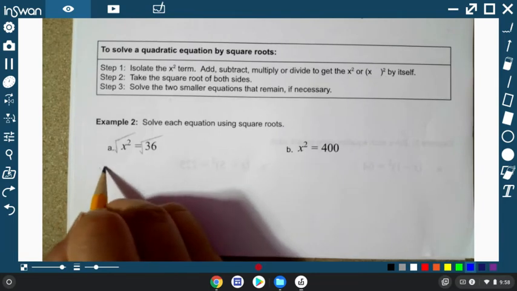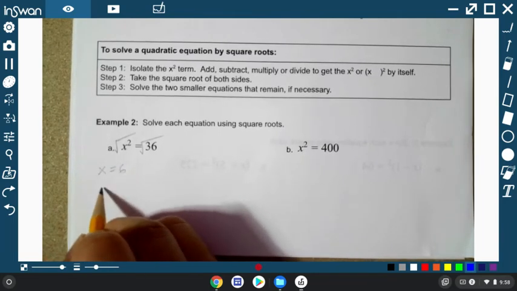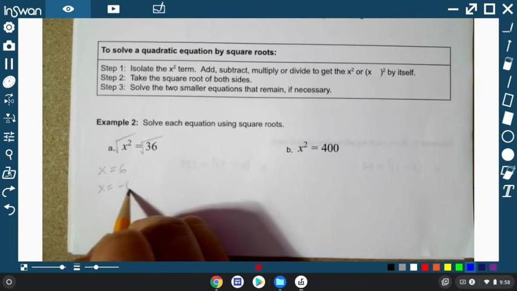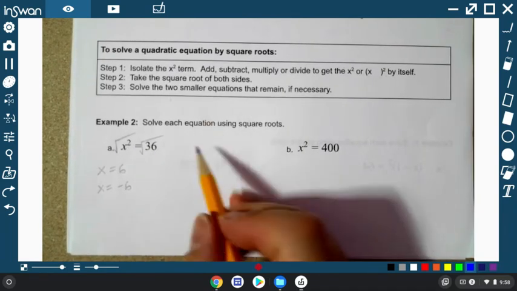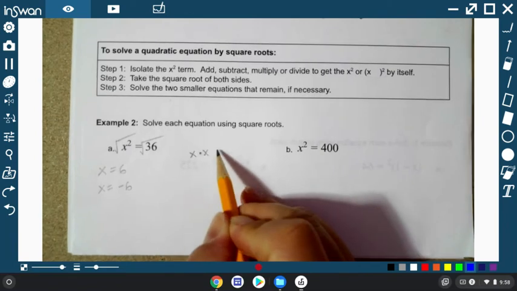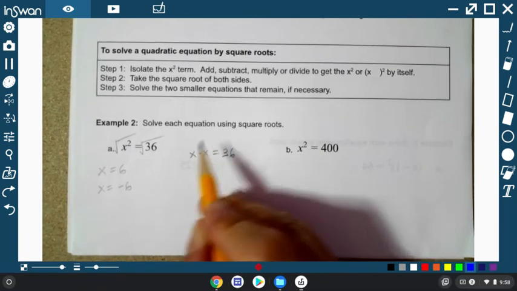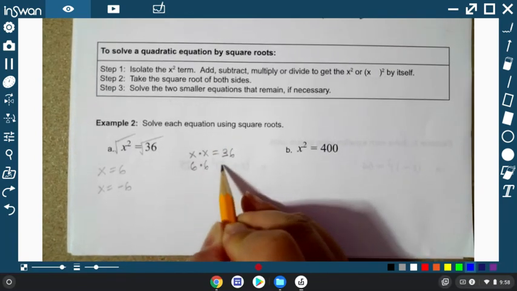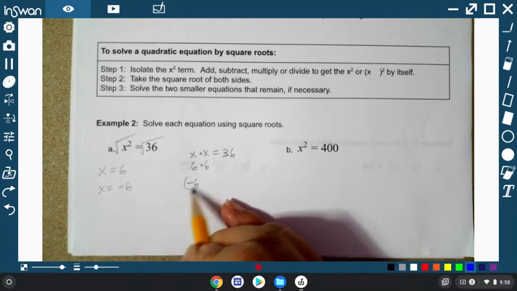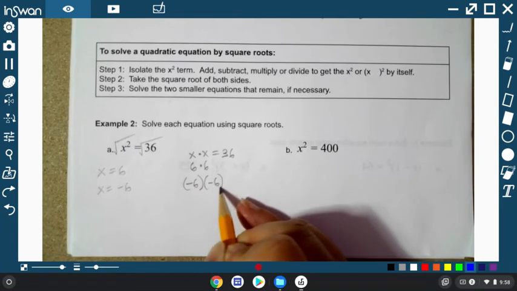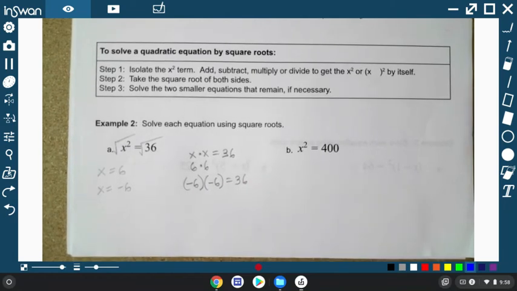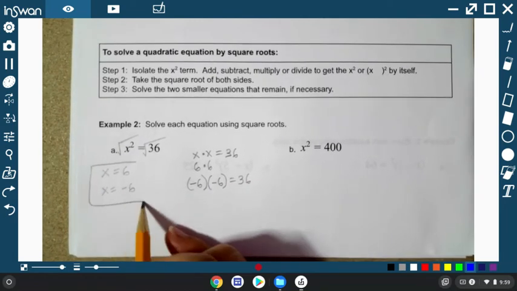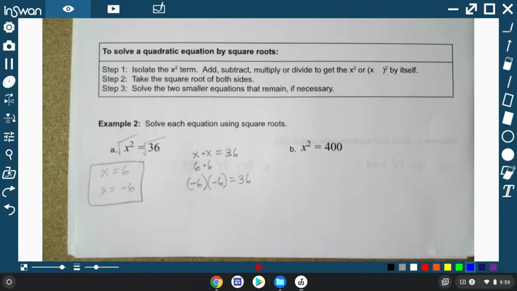So x equals 6, but here's the tricky part. X also equals negative 6. That's tricky. So please remember, because it's x squared, it really means x times x equals 36. So yes, 6 times 6 equals 36, but negative 6 times negative 6 also equals that 36. So both 6 and negative 6 are true solutions. So we're going to have both answers. So please be careful. These have 2 solutions most of the time.